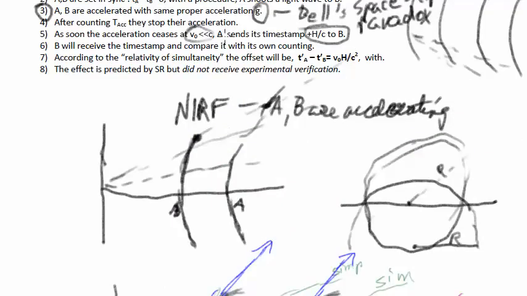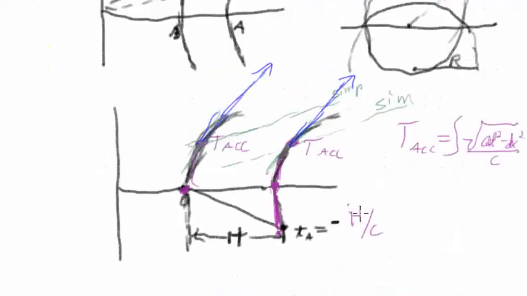But here he's also saying that its timestamp is h over c. He's sending timestamp h over c. So if he started out here at negative h over c, and then this is 0, then it's really, actually, probably, so he's having the time of acceleration be also equal to h over c, he would send that signal out over here.